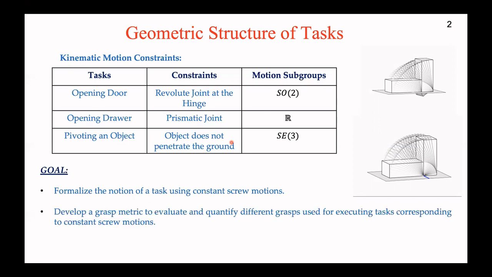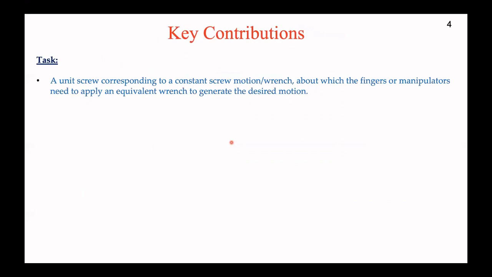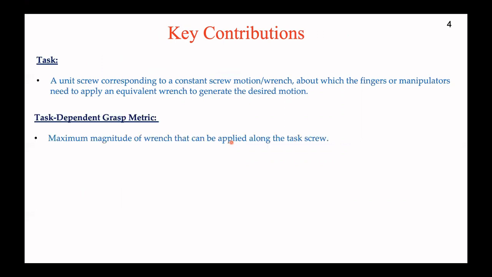Please note that in our paper, we consider a grasp to be a set of contact locations unless stated otherwise. Our key contribution in this paper is that we have defined a task as a unit screw corresponding to a constant screw motion or wrench, about which the fingers or manipulators need to apply an equivalent wrench to generate the desired motion. We have defined a task-dependent grasp metric as the maximum magnitude of wrench that can be applied along the task screw.